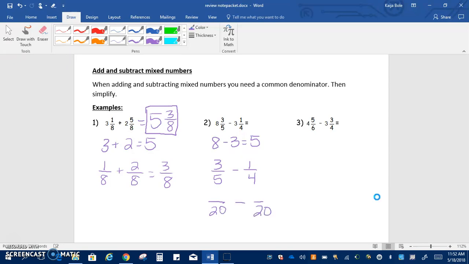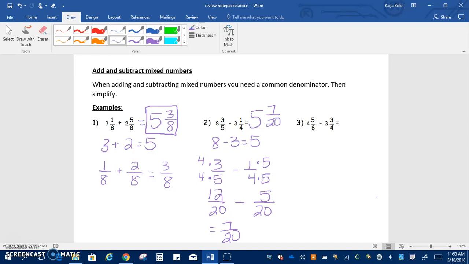So I ask, how do I get from 5 to 20? Well, I multiply by 4 on the bottom, so the same thing on the top. 3 times 4 is 12. How do I get from 4 to 20? I multiply by 5 on the bottom, so I multiply by 5 on the top. So I get 5/20. So when I subtract, I get 7/20. So my final answer here would be 5 7/20.